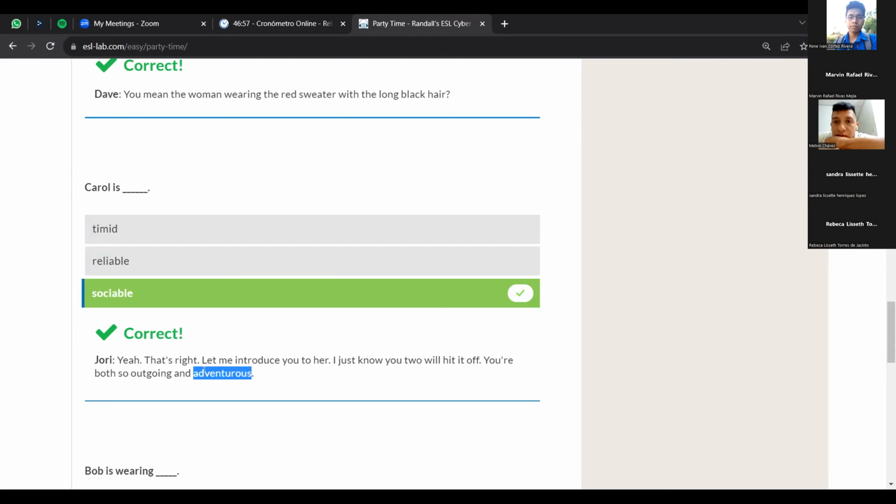Si alguien es outgoing, esto significa... I forgot it, pero cuando alguien es bueno haciendo conversaciones a la primera, I forgot how to say that in Spanish. But yeah, it's like that, right? And adventurous is aventurero, aventurera, right? So that would be sociable. It's the closest one.